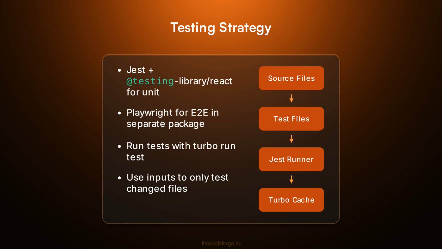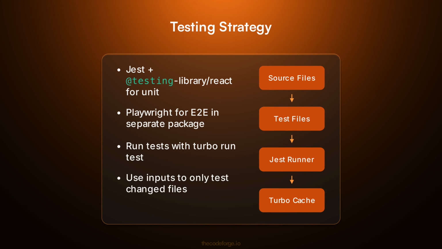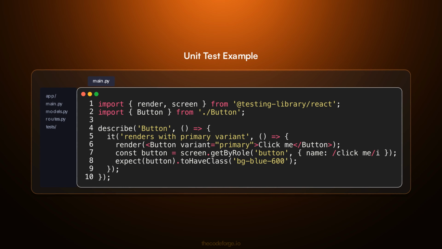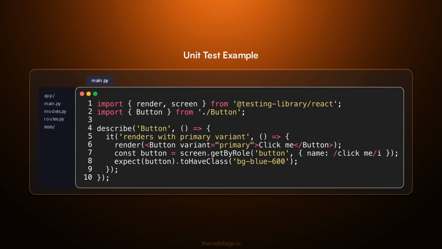Use Jest for unit tests in packages and apps, with React Testing Library for UI components. For integration tests across apps, use Playwright or Cypress. Run tests with turbo run test to leverage caching. Keep test files co-located with source files. Here's a unit test for the button component. It renders the button and checks that it has the correct class for the primary variant.